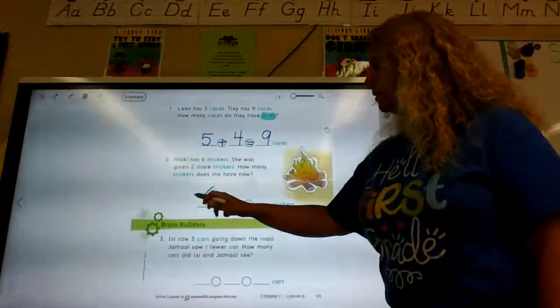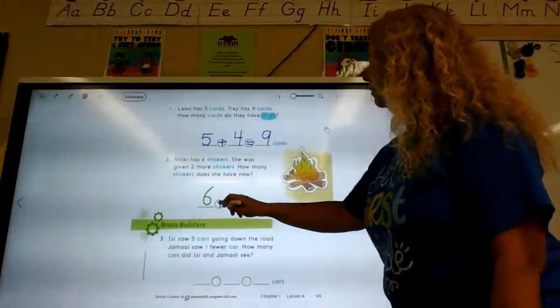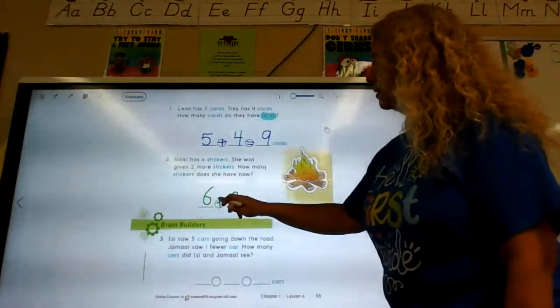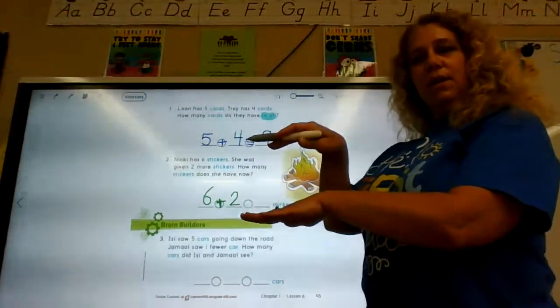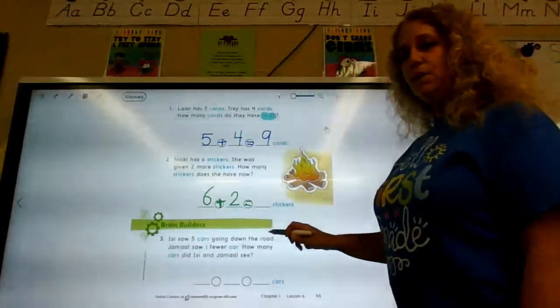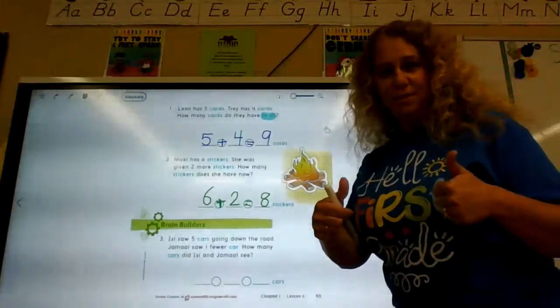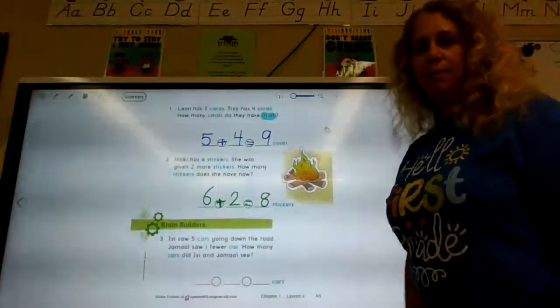6 plus sign. 2 more. Plus sign, not right. Good looking. Equal sign. 6 plus 2 equals 8. How'd you do? Okay. All right, this is a brain builder, so it might be a little bit harder.